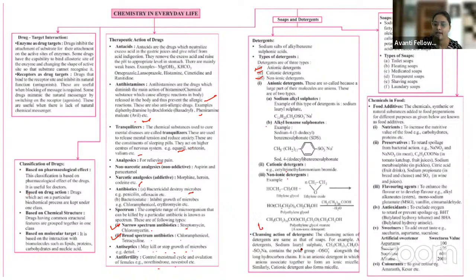सोडियम लॉरियल सल्फेट जो होता है वो कंटेन करता है पोलर ग्रुप, that is OSO3 minus along with the long hydrocarbon chain. So this will act as an anionic detergent in which anions associate together to form the ionic micelle. Micelle formation होता है soap action में.